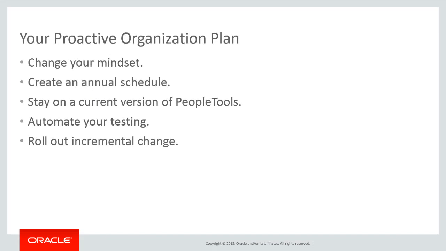Let's talk about your plan. What is your plan? What's in it, and what's the purpose of it? Well, let's start with the purpose. The purpose of your plan is simple. It's to align your processes with selective adoption to improve the functionality of your business systems, while at the same time you decrease the overall cost of maintenance. What should your plan cover? It should cover every aspect of your organization that's involved with your applications. It should cover different roles and responsibilities, and it should cover different points in the life cycle of your products. Now, the parts of the plan that I'll cover today include changing your mindset, creating an annual schedule, staying current on PeopleTools, automating your testing, and rolling out incremental change.